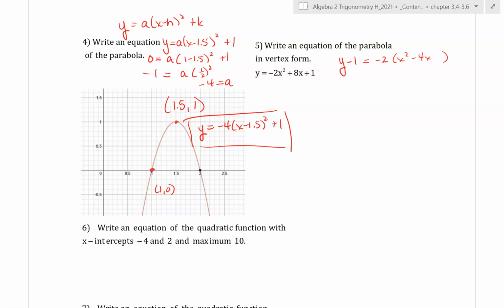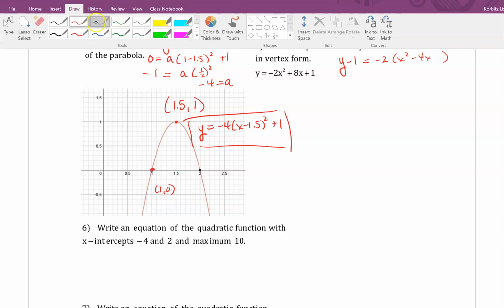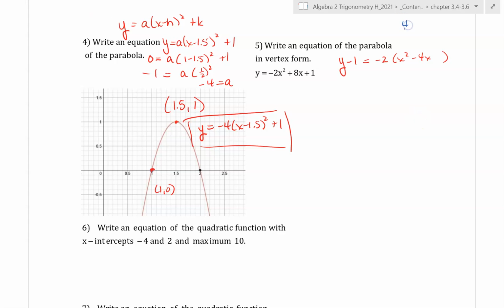You subtract 1 from both sides of the equation and factor out a -2. So the next thing that you would do is decide what number we will add to make this a perfect trinomial square. So the middle term is 4. If we divide 4 by 2 and square it, we get 4.